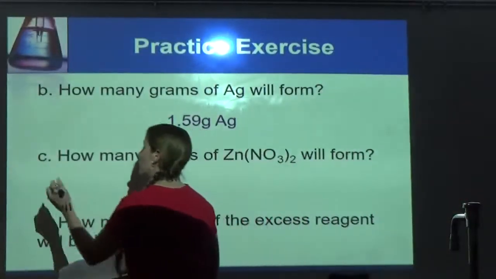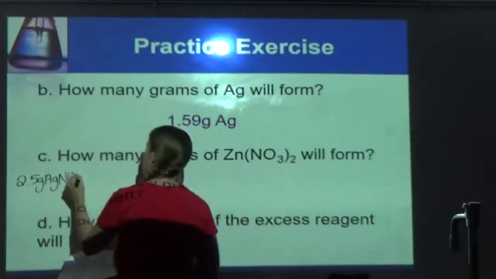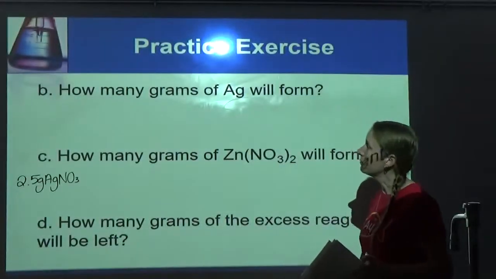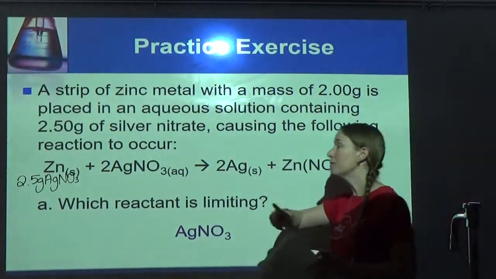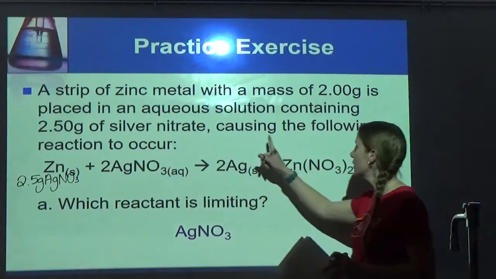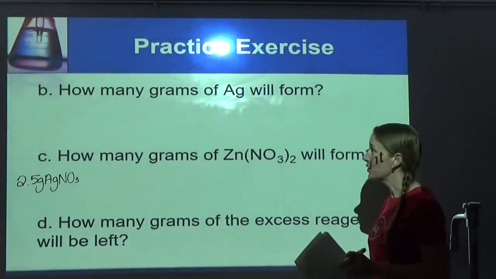have. So if you remember, we started with 2.5 grams of our silver nitrate. That's what it told me in this problem. Right here, 2.5 grams of silver nitrate. Another thing we need to keep in mind is 2 moles of silver nitrate makes 1 mole of zinc nitrate. Okay, because we're going to need that mole ratio.